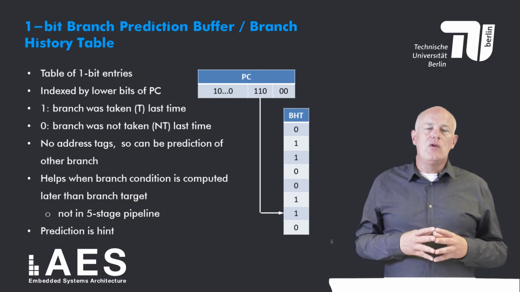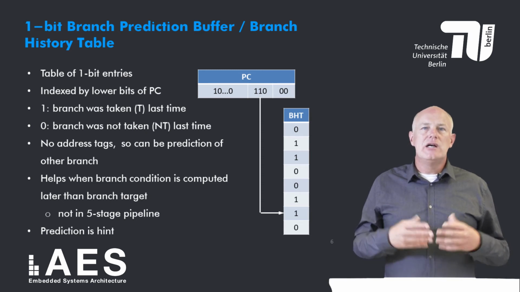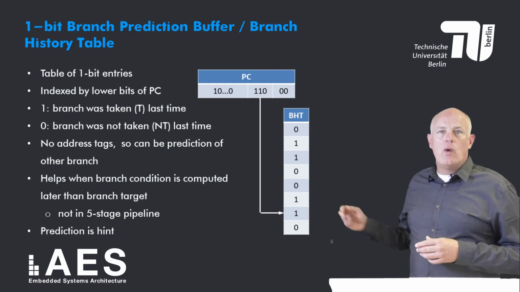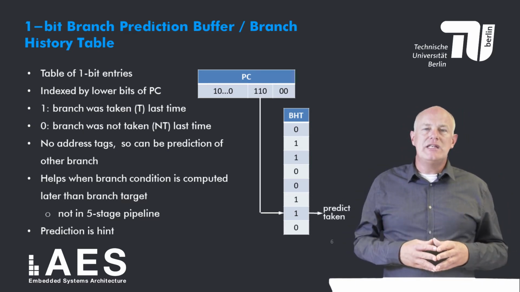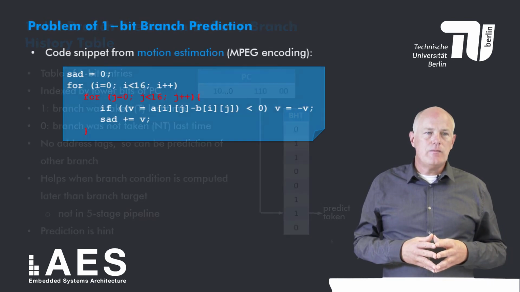The decimal value of these 3 bits in this example equals 6, so we index entry 6 of the table. The bit stored there is a 1, so the branch is predicted taken and the processor starts fetching and issuing instructions at the branch target address.